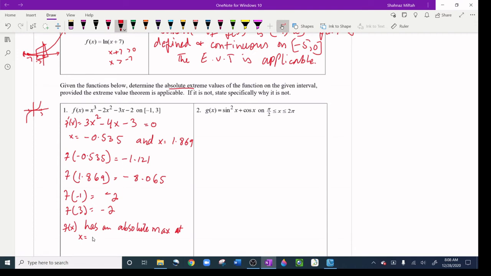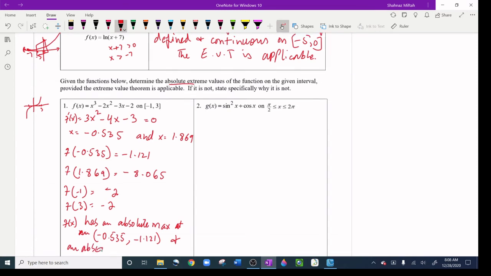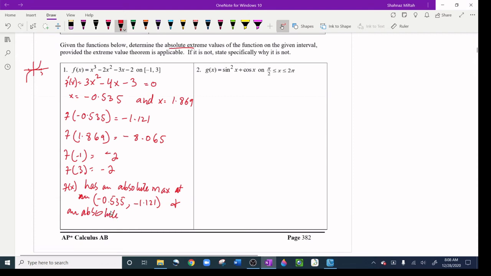So I got maximum value at x, don't say x, just put the ordered pair, negative 0.535 and negative 1.121, and an absolute minimum is, minimum is this one, 1.869 is x and negative 8.065 is the y value. So that's my maximum and minimum for this question.